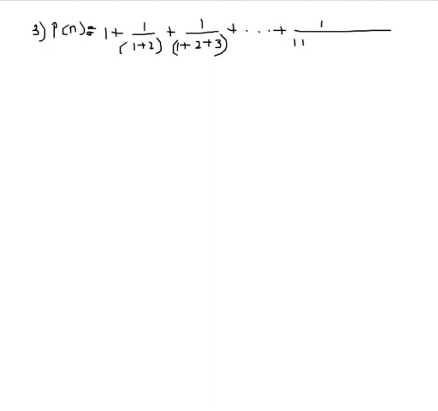Question number 3. Let us take the given statement as P of n, which is 1 plus 1 by 1 plus 2, and the third term is 1 by 1 plus 2 plus 3, plus etc. Nth term is 1 divided by 1 plus 2 plus 3 etc. up to n, equal to 2n over n plus 1.